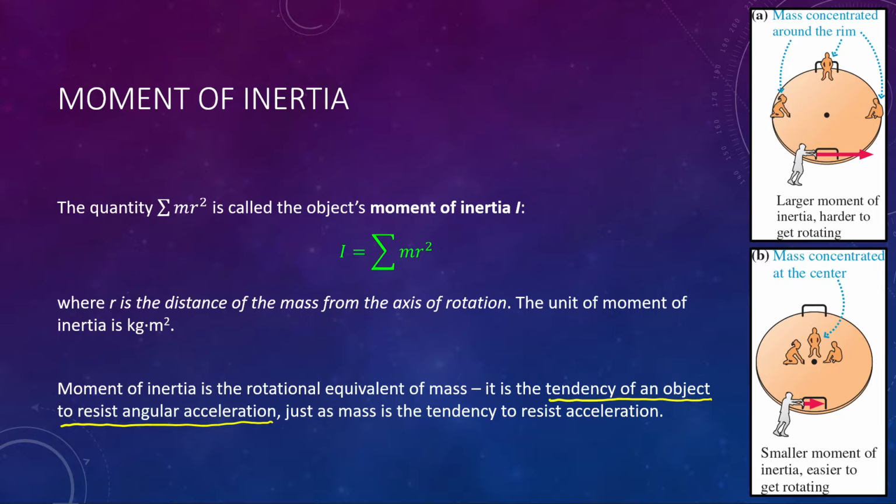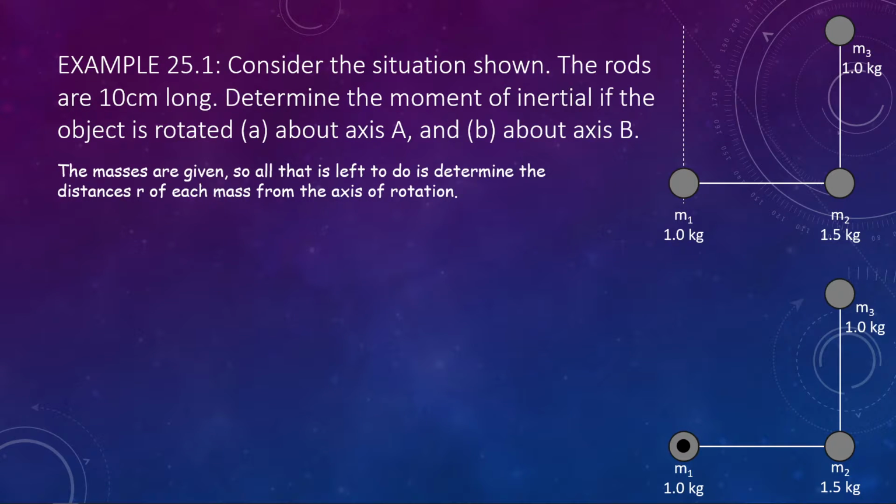So, we have a new equation, so let's apply it to an example. The example says, consider the situation shown. The rods in this picture, those white solid lines, are 10 centimeters long. It says, determine the moment of inertia. Oh, I just noticed a typo. I put moment of inertial. There's no L. Just moment of inertia. Ignore that. If the object is rotated A about axis A, which is this here. This is axis A. And B about axis B. The same three masses, but this time it's going to rotate around down here.